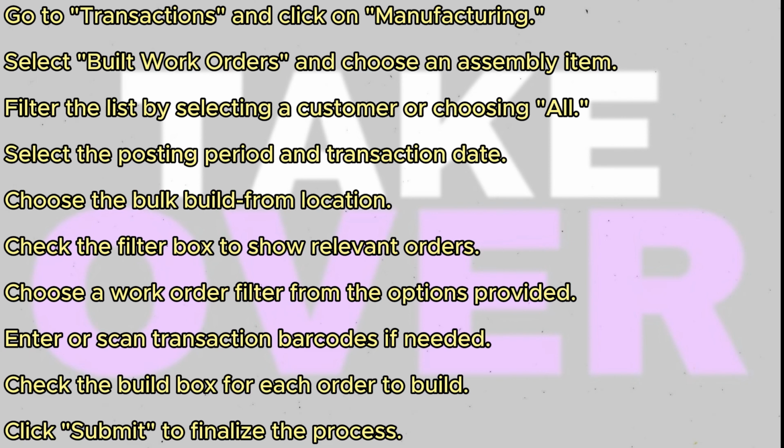Now, choose an assembly item to filter the list and display only work orders for that item. Next, select a customer to filter the list for work orders associated with that specific customer. You can also choose All to display all work orders.